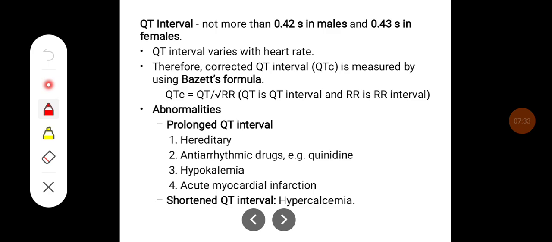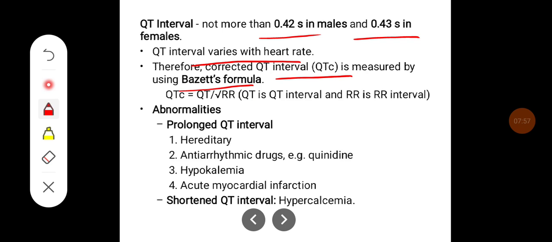The QT interval should not be more than 0.42 seconds in males and 0.43 seconds in females. The QT interval varies with heart rate. Therefore, the corrected QTc is measured using Bazett's formula, where the corrected QTc is equal to QT divided by the square root of the RR interval.